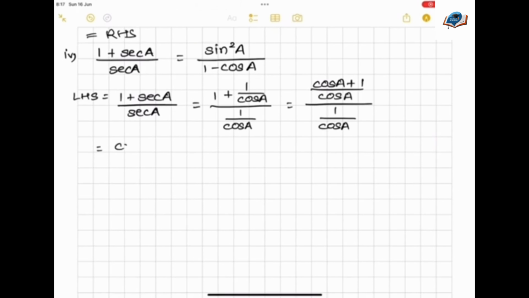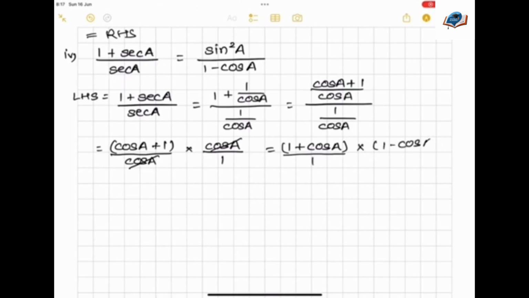So cos A plus 1 upon cos A into cos A upon 1. So cos A got cancelled. So that is coming as cos A plus 1, or 1 plus cos A, whole upon 1. Now I am multiplying with minus. So 1 minus cos A upon 1 minus cos A. So 1 plus cos A into 1 minus cos A, whole upon 1 minus cos A.